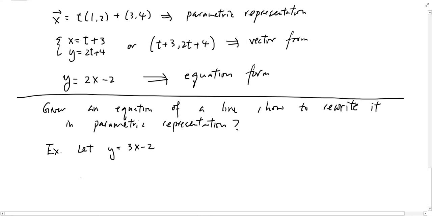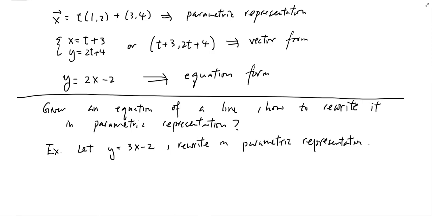Let's take y equals 3x minus 2 and rewrite it in parametric representation. This process requires you to create a parameter and then use it to represent both x and y. The easy way to do it is the following. We just say, how about we let x become our parameter t?